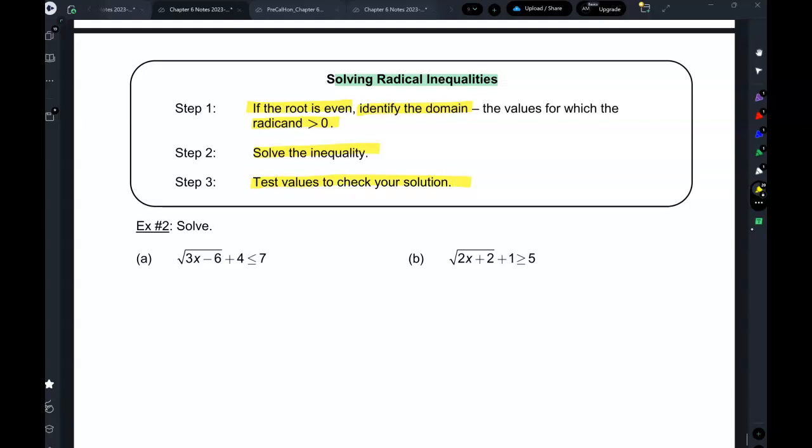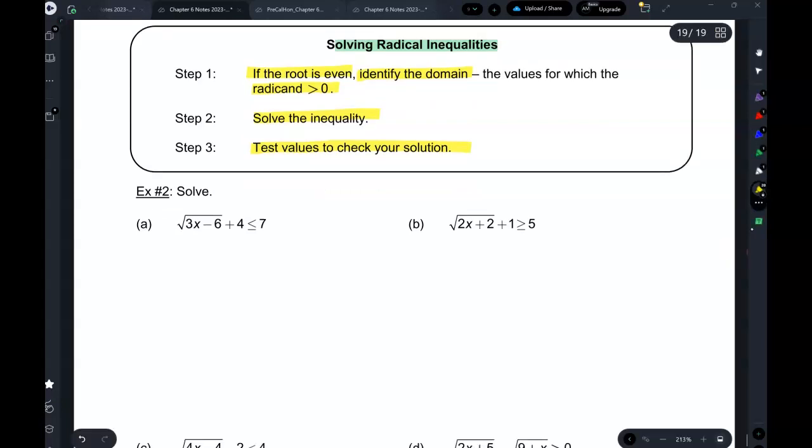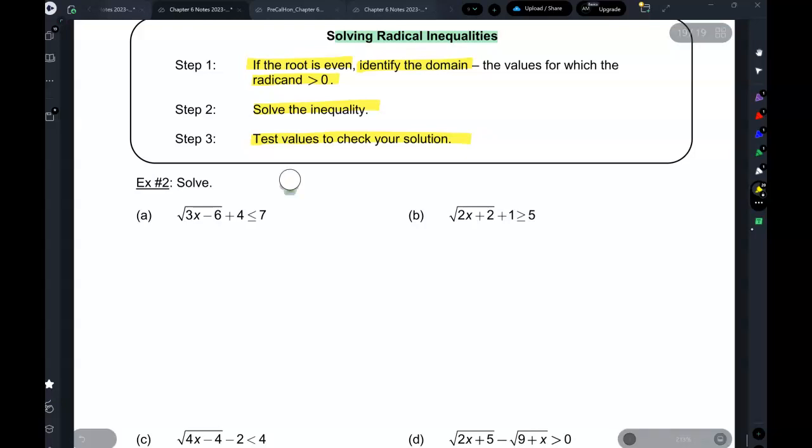So let's take a look at this first equation. I can solve this all I want, okay? But I have an added requirement now that whatever value I get, when I put it inside for x, that radicand can only be greater than or equal to 0. Okay? All right. So first, what you want to do is figure out the domain.